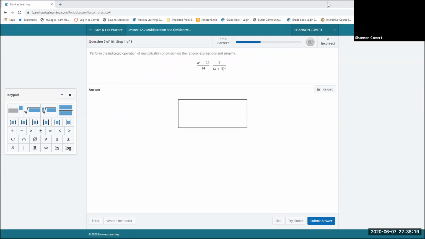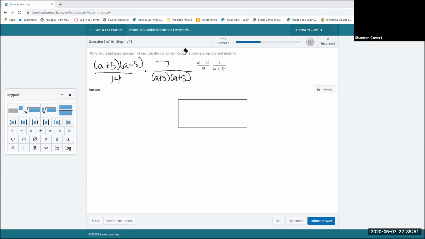This next problem is (a² − 25)/14 times 7/(a + 5). I love it when I have a difference of squares in my numerator. (a + 5)(a − 5) over 14 times 7 over, remember, (a + 5) quantity squared is (a + 5) times (a + 5).